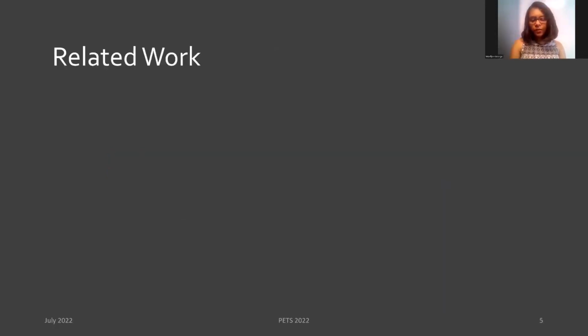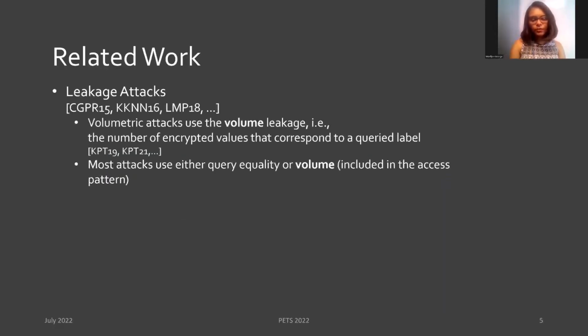To start with some background for our work, leakage profiles have been studied in many ways, and one of the lines of work tries to use leakage in order to infer more information about the underlying structure and queries than expected. And these attacks use either the query equality leakage or the volume leakage. The query equality reveals whether two queries or two labels are equal to each other when they're queried. And the volume leakage reveals the number of encrypted values that correspond to a given query or an encrypted label.